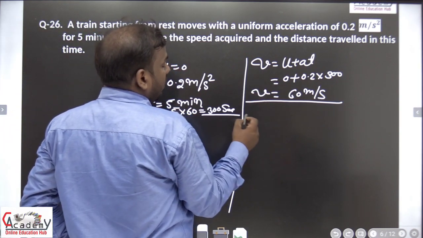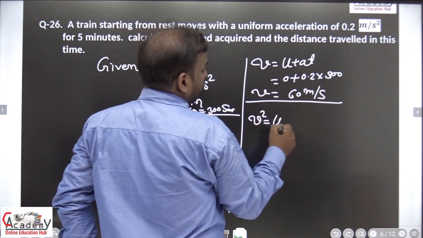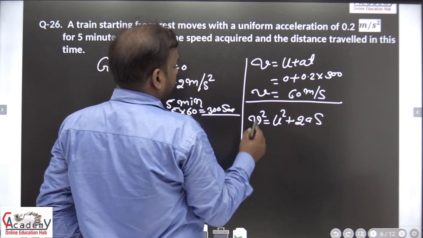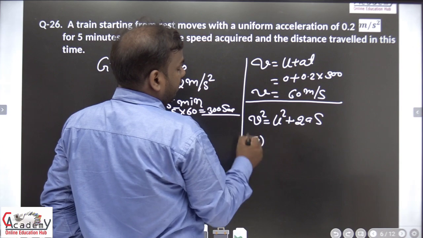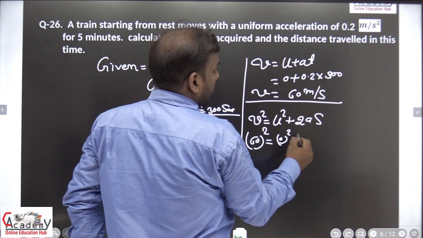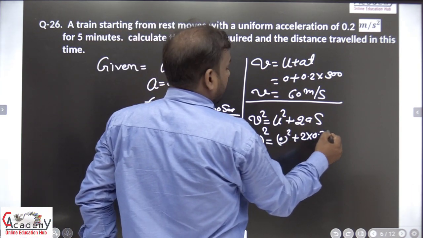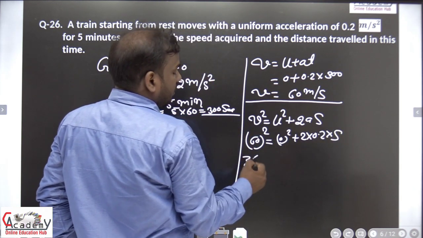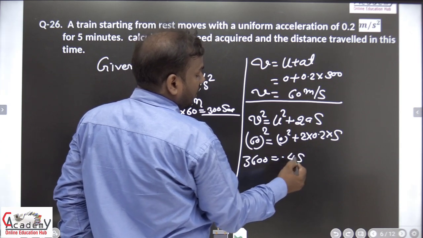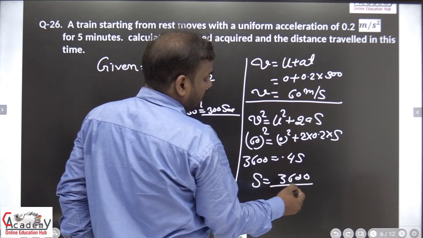Then we use here second or third equation of motion. Here we use the third equation of motion, v square is equal to u square plus 2as, for finding distance. What is v here? We already got it, v is 60. So 60 square equals u, which is 0 square, plus 2a, where a is 0.2, multiplied by s. That is 3600 equals 0.4 s. S is equal to 3600 divided by 0.4.